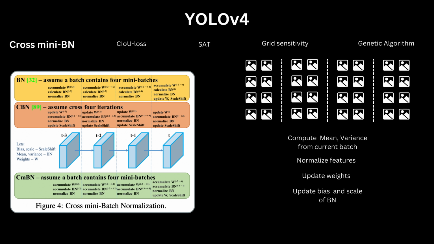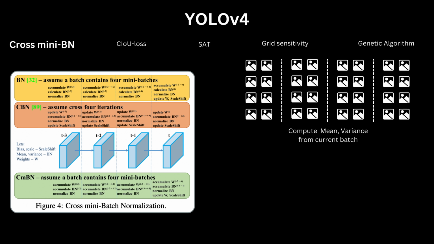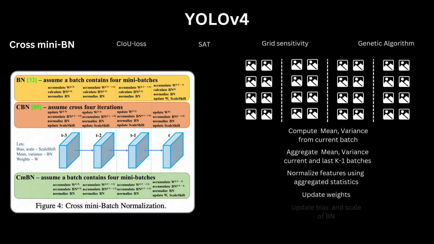In cross iteration, we saw how we aggregate statistics of past k batches, so the steps will be slightly different. We first compute statistics from the current batch, then aggregate the statistics from the current and last k-1 batches, but compensating for the network weight changes for the previous batches. Normalize features using this aggregate statistic, and then update weights of the network in backprop, and also update learnable scale and shift of batch norm.